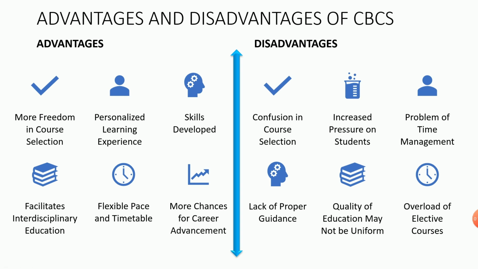Next, quality of education may not be uniform. One department might perform well, another might not. As a whole you cannot compare all the students and represent the quality of the institution, because one student might not perform well in the NME while another might perform better. So there is a difference. And overload of elective courses: when you are given n number of options, you struggle to choose. So these are the advantages and disadvantages of CBCS.